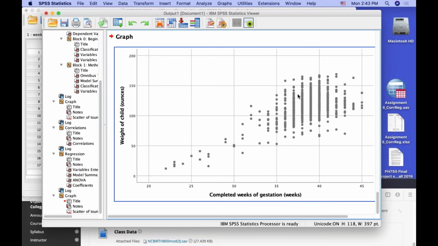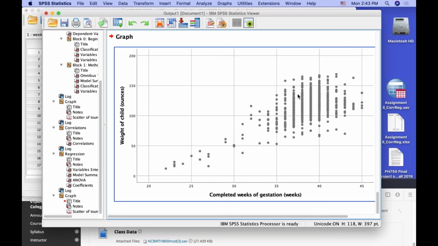So let's go back to our null hypothesis again. The simple English version of the null hypothesis is that there's no association or correlation between the weeks of gestation and the birth weight of the child, or the alternative, that there is an association between the weeks of gestation and the birth weight of the child.